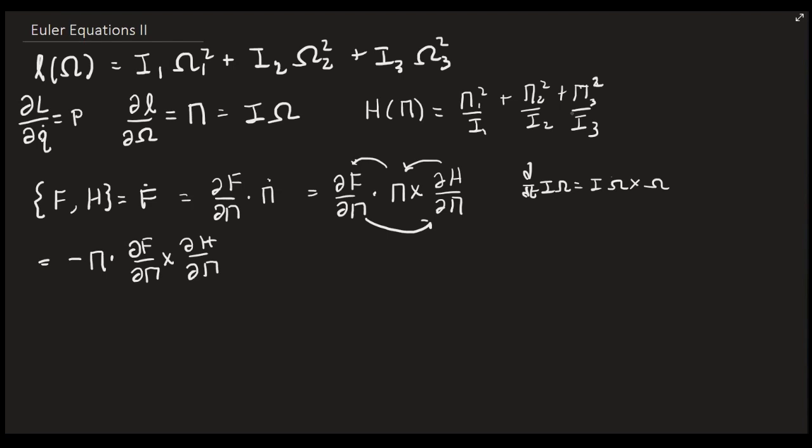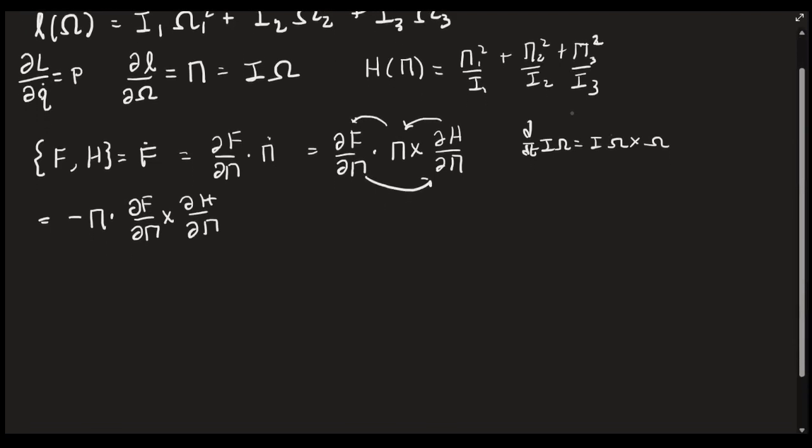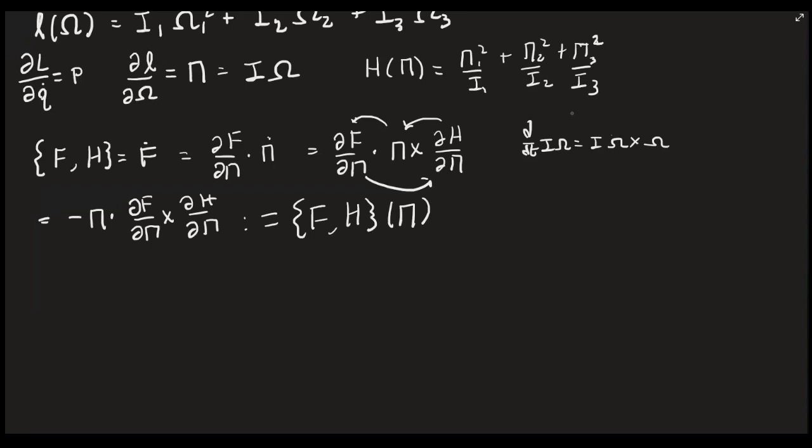This is also going to satisfy the Jacobi identity. Okay. So we're actually going to define our bracket as this. So {f, h}(pi) equals that. Okay. So this type of bracket here on a Lie algebra is called a Lie-Poisson bracket.